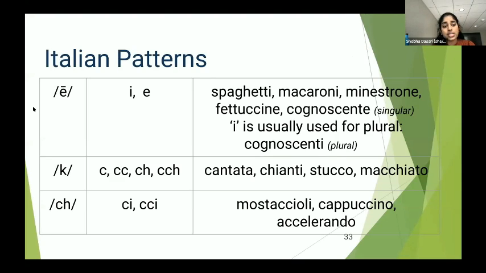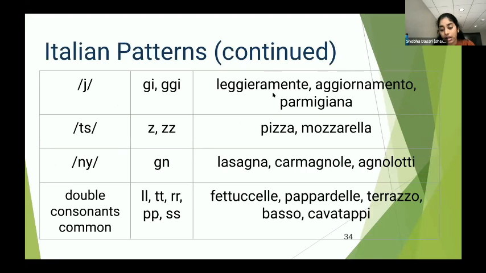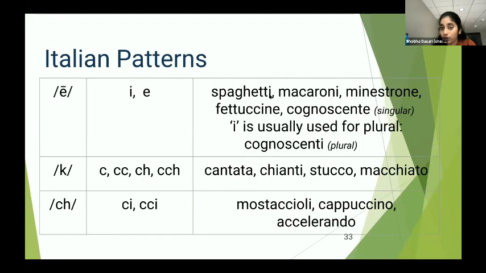One example of this is the E sound. Like in Spanish, it can be spelled with an I, but in Italian, it can also be spelled with an E. So spaghetti is spelled with an I, macaroni spelled with an I, whereas minestrone, the E sound at the end is spelled with an E. And then the same thing goes for fettuccine. And then cognoscenti as well, that's spelled with an E.